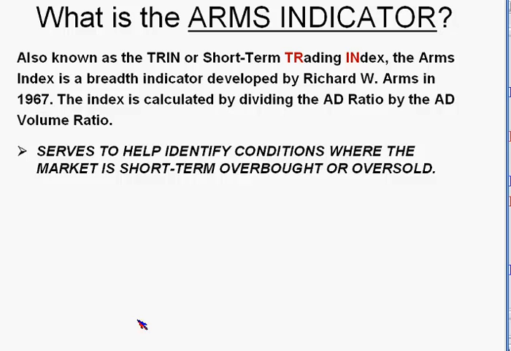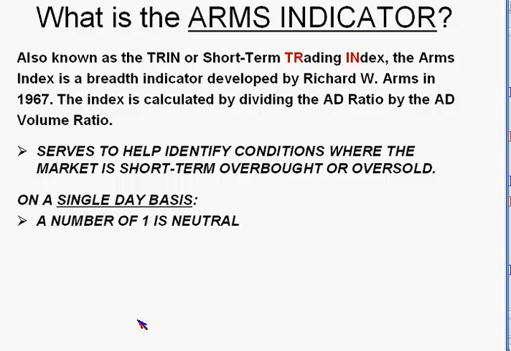What does it do? It serves to help us identify conditions where the market is either short-term overbought or short-term oversold. That's its function. On a single-day basis, if you do that little math that I talked about, and you get a number of about 1, where the advance decline ratio divided by the advance decline volume ratio is about 1, that's a neutral result. That means the market, whatever it's doing, can keep doing it because it's about 1.